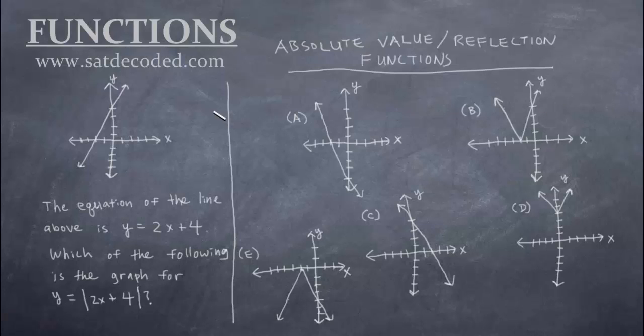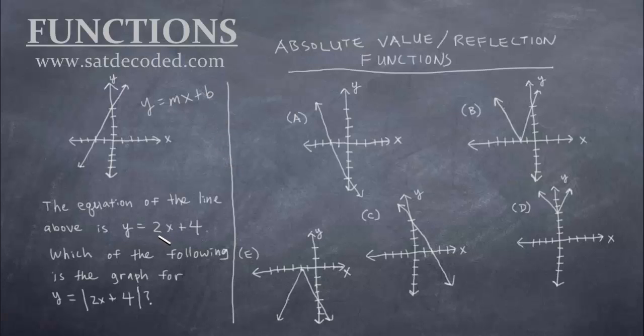So here it is, the question on the left-hand side. They give us a little graph, and they say the equation of the line above is y equals 2x plus 4. Which of the following is the graph for y equals the absolute value of 2x plus 4? Well, remember, this is a straight line, and straight lines fall into the y equals mx plus b formula. That's the slope-intercept form, where m is the slope of the graph and b represents the y-intercept.